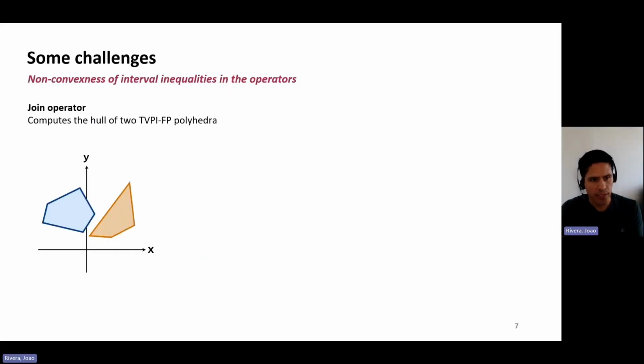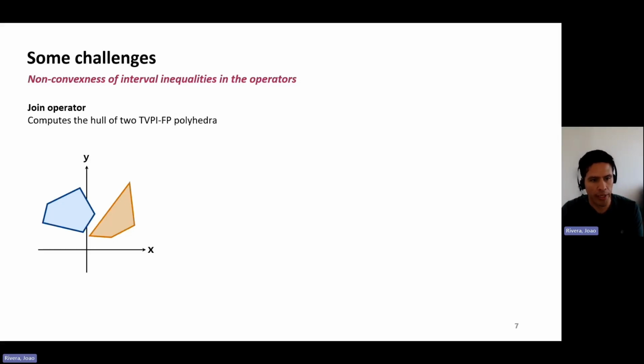One of the main challenges when implementing and designing this new TVPI-FP abstract domain is to handle in a sound way the non-convexness of the interval inequalities that we allow in the operators, because now we have inequalities with interval coefficients.